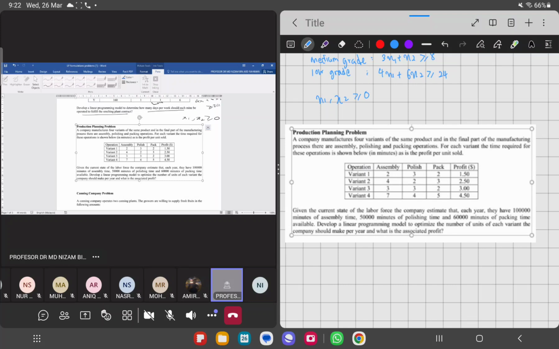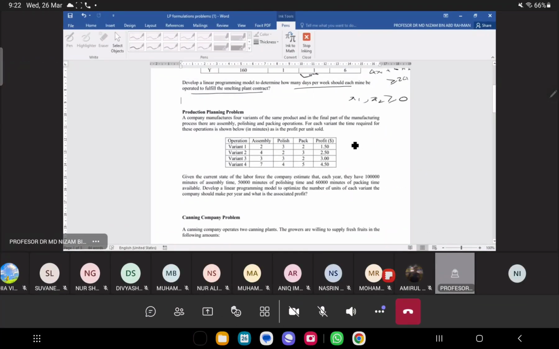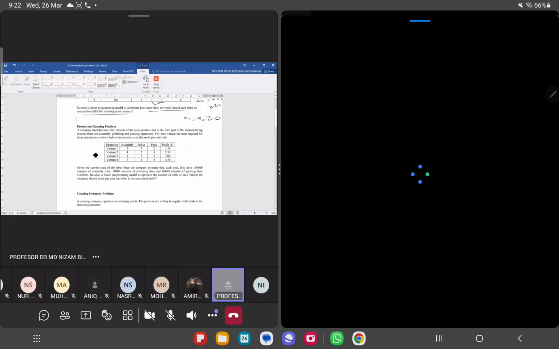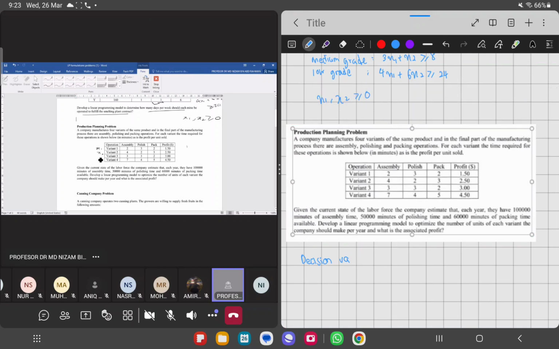Okay, let's look at this. Again, what are the decision variables? Decision variables. Anybody? Product variants. So for those variants, I can say that the decision variables would be x1 for variant 1, x2 variant 2, x3 variant 3, x4 variant 4.